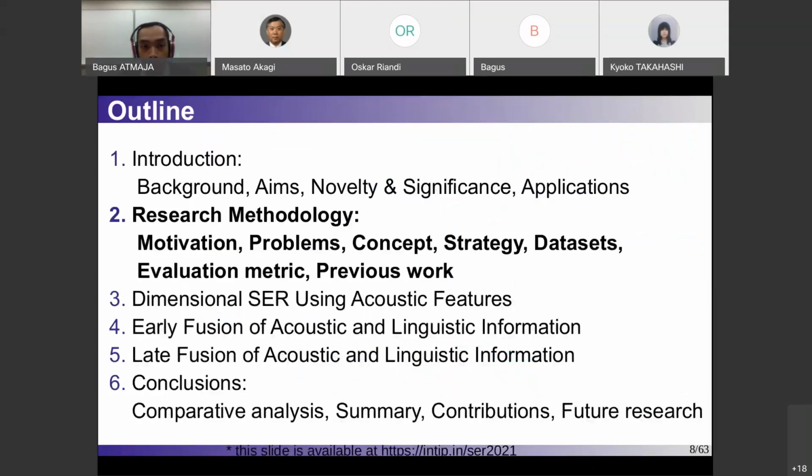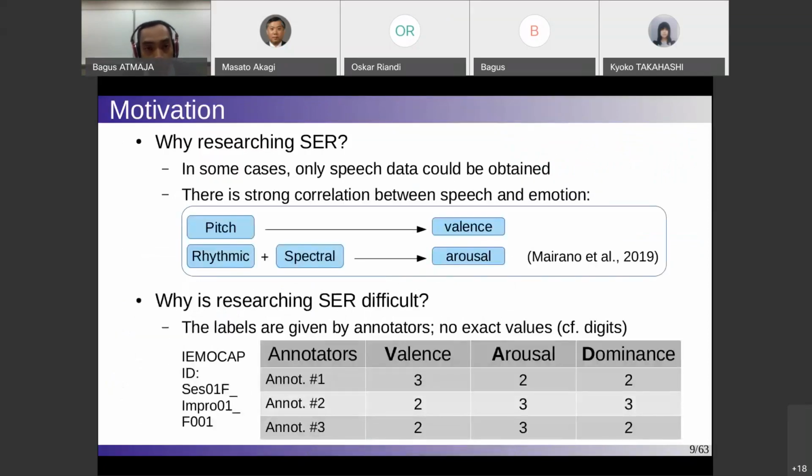I will move to the second part, research methodology. The first is motivation. So why am I researching speech emotion recognition, why didn't I use visual or other data? The first reason is, in some cases, only speech data can be obtained. Like in the previous scenario, like in telephone applications, the only data that can be obtained is speech. So we only use speech to recognize the emotion.